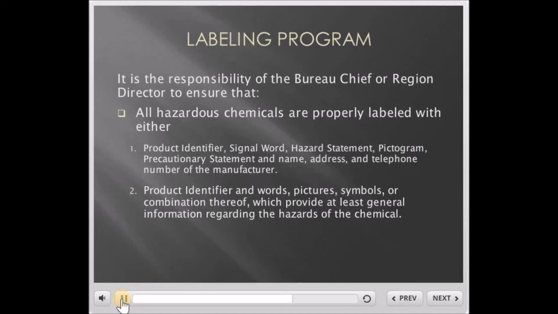This information, when used in conjunction with the other information immediately available to the employee under the Hazard Communication Program, such as Safety Data Sheet, will provide employees with the specific information regarding the physical and health hazards of the hazardous chemical.